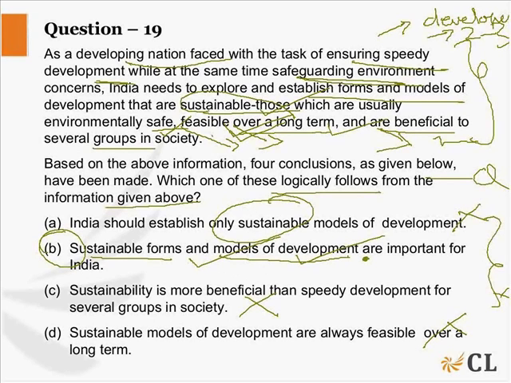Question 19 part B. Sustainable forms and models of development are important for India. See, what is he saying? India is a developing nation. What we have to do is, we have to safeguard our environment concerns. We need to explore and establish forms and models of development that are sustainable, those that are environmentally safe, feasible and beneficial. So what do we have to do? We have to focus on forms and models of sustainability. And that is exactly what B is saying. I hope B is clear.